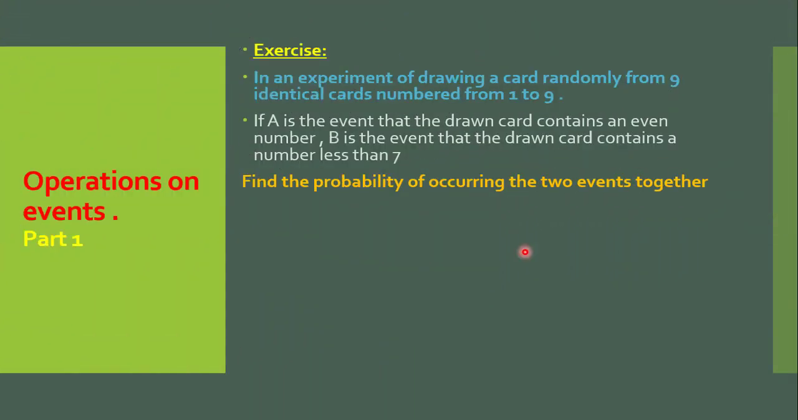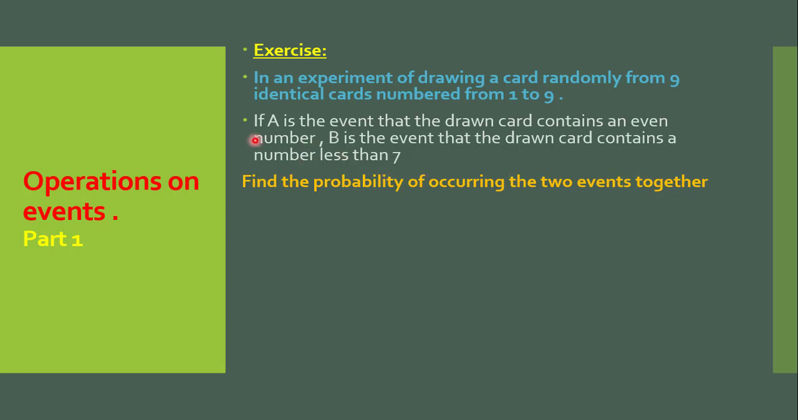Let's take an exercise. An experiment of drawing a card randomly from 9 identical cards numbered from 1 to 9. So we have 9 identical cards from 1 to 9, and we will pick one randomly. If A is the event that the drawn card contains an even number, and B is the event that the drawn card contains a number less than 7, find the probability of occurring of the two events together.